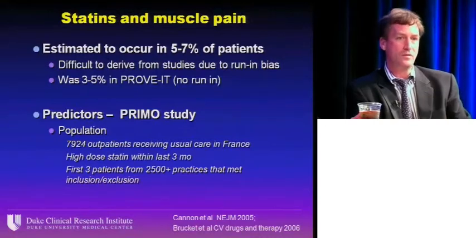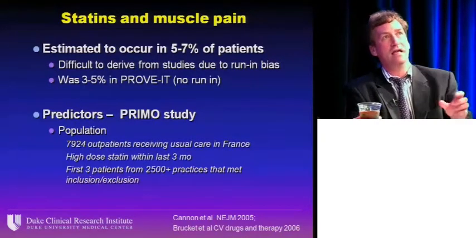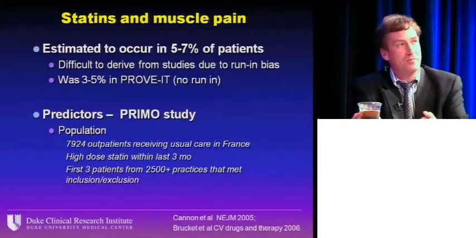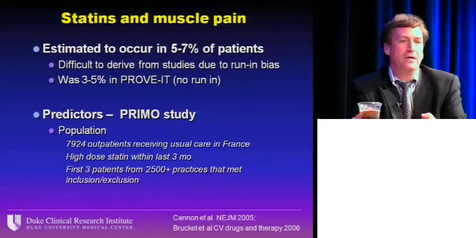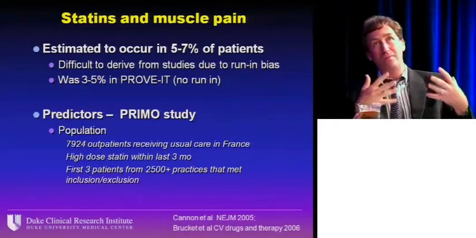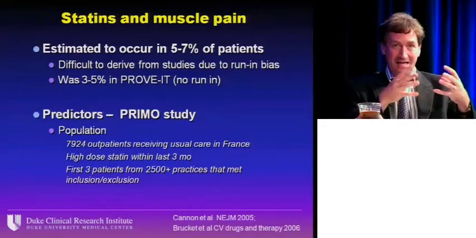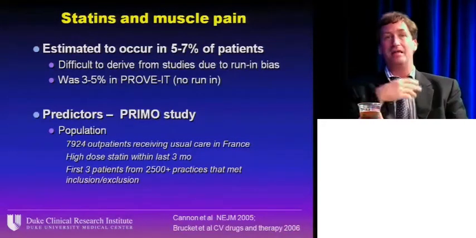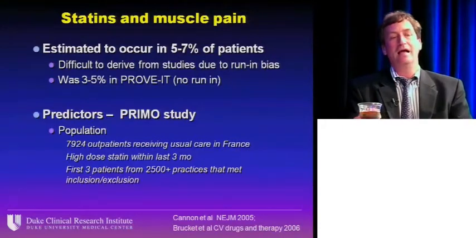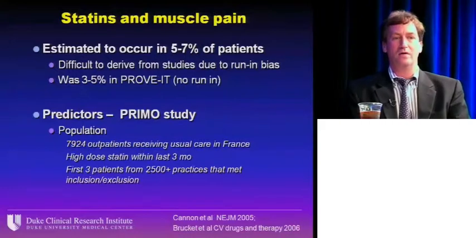Okay? All right? This one study really looked at myopathy and myalgia. It's called the PRIMO study. It was done in France. Okay, 8,000 outpatients. It looked at individuals who took a high-dose statin within the last 3 months. Okay, and then what they did is select the last 3 patients on high-dose statins from 2,500 practices who had a muscle problem, and then interviewed them and took extensive histories. And out of this study, they came up with some very good ideas on what happened.